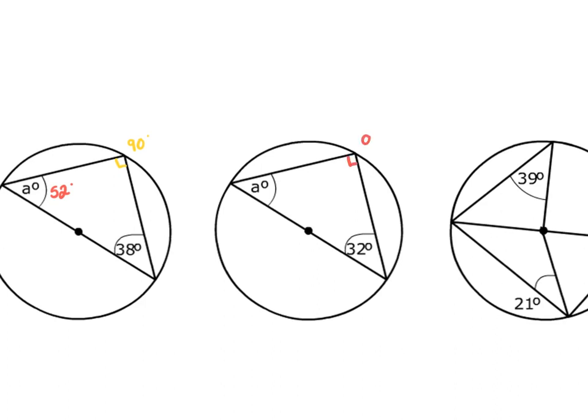Pretty much exactly the same for this one, so we also know that this angle is 90 degrees, so 90 plus 32 gives us 122 degrees. Subtract that from 180, and you get 58 degrees.